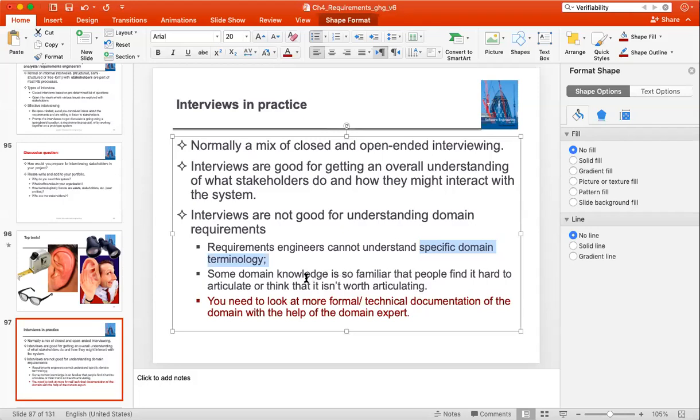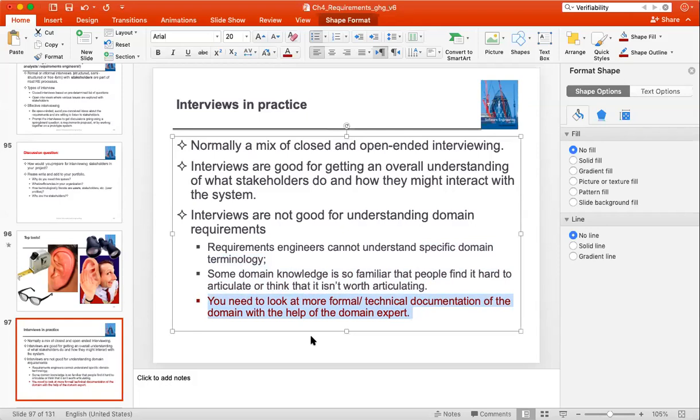Sometimes the domain knowledge is so familiar that people find it hard to articulate. I once asked a nurse what she meant by titration, and she couldn't quite explain it to me until I had to go and look it up later. It's a term used in intravenous infusion in the medical domain. So you need to look at more technical documentation, do a bit of studying, and be able to go back and ask them to understand these terms well.